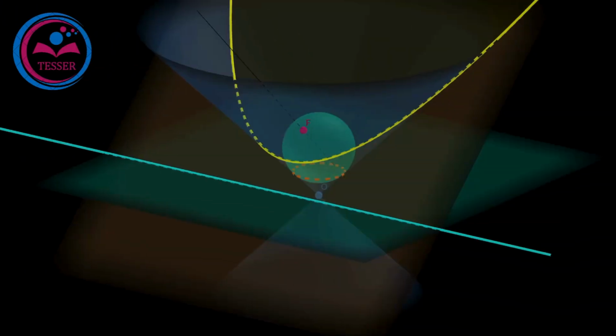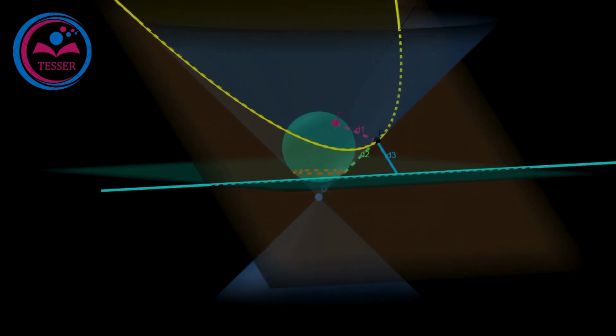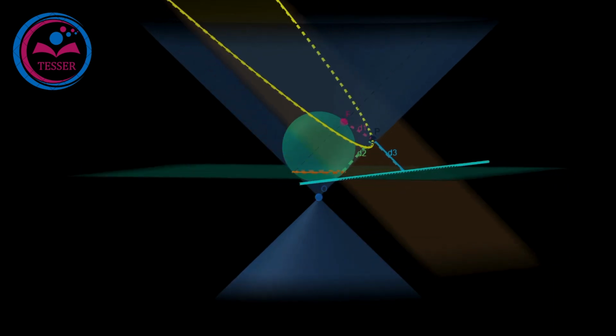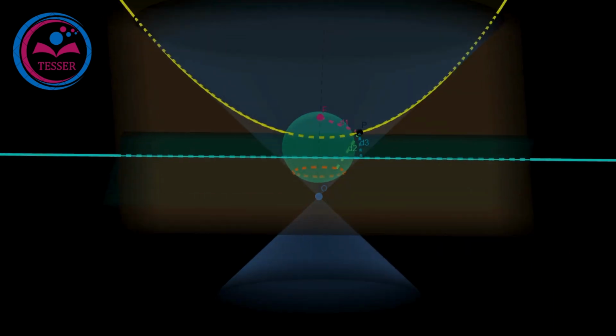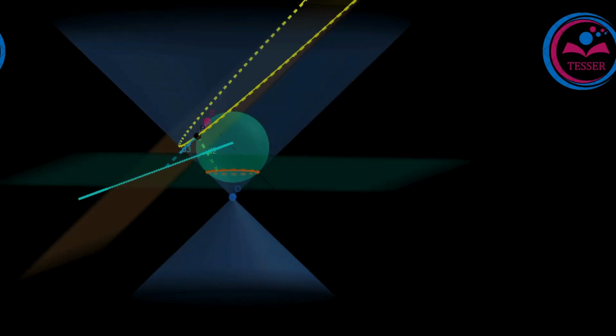Let's pick an arbitrary point, P, anywhere on our parabola curve. We need to prove that the distance from P to the focus is exactly equal to the distance from P to the directrix. Let's draw three lines. First, the distance to the focus, d1. Second, the distance along the cone's surface to the contact circle, d2. And third, the perpendicular distance to the directrix, d3.